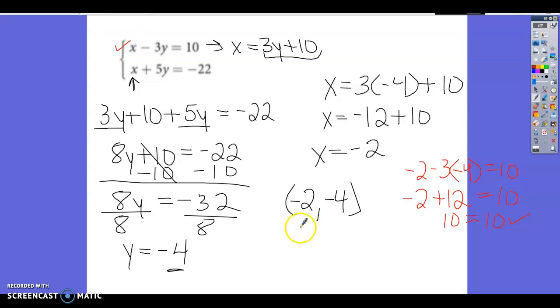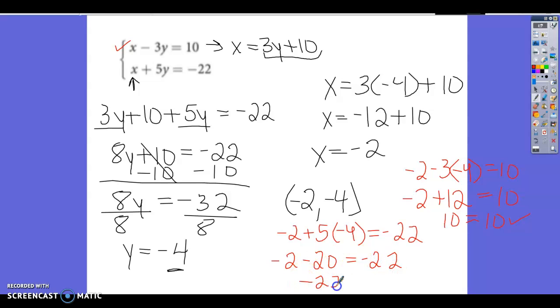Let's see if it works for the second equation as well. So x is negative 2 plus 5y. Does that equal negative 22? We got negative 2 minus 20, negative 22 equals negative 22. So you can see that does work. So this is the solution for the system. You can either graph it and check your answers, or you can substitute the x and y in both equations and check your solution.